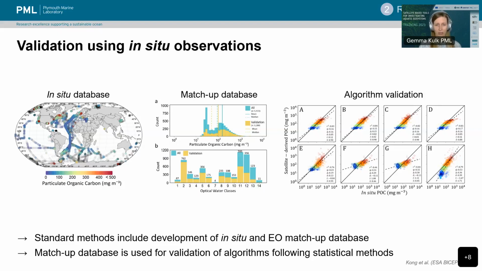In these results, Christina already reparameterized the algorithms, and you can see that some performed better than others. In this case, the statistical analysis showed that algorithm B in panel B was the best performing POC algorithm at the global scale. So this is just an example of a really elegant comparison of in situ and satellite data.